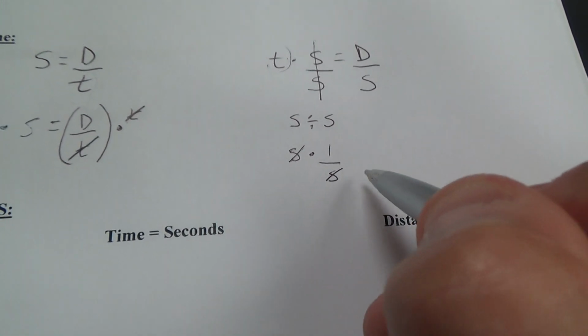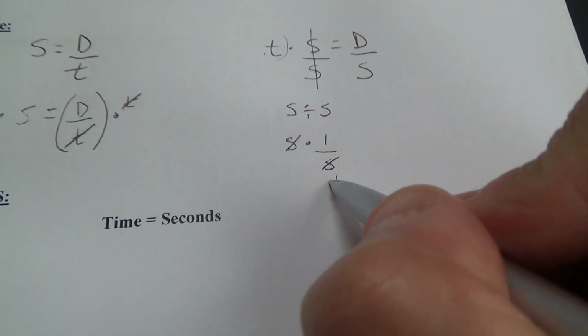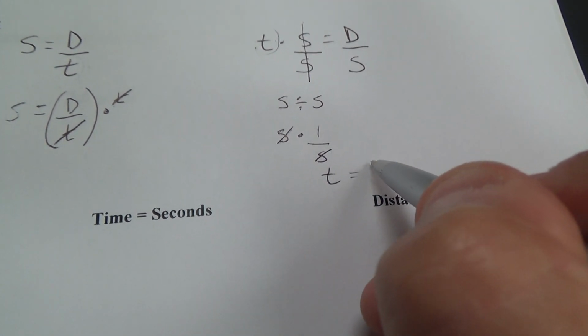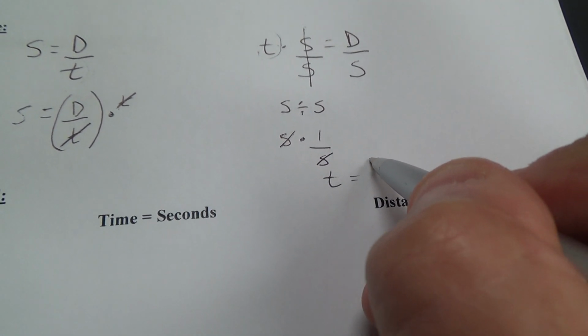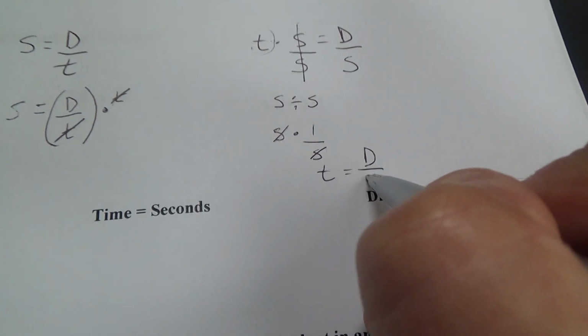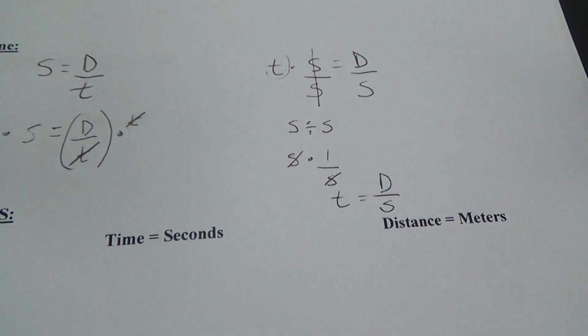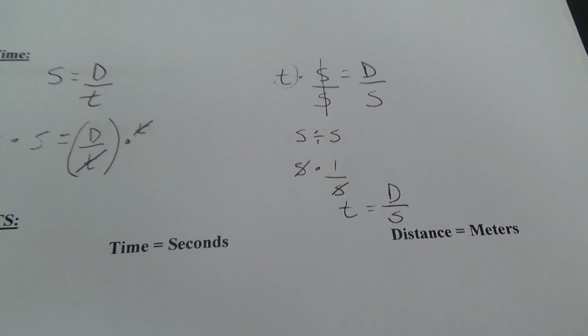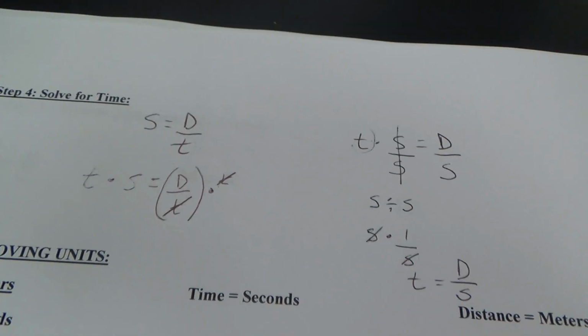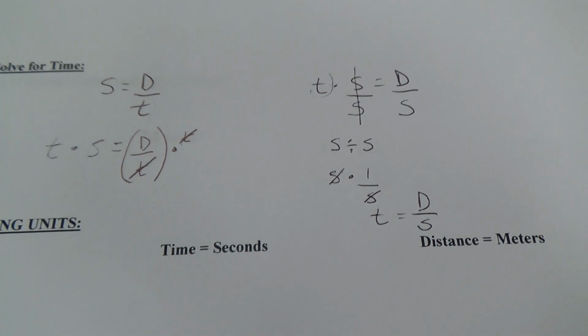So that's why you have t equals d over s. See how that works? Because whatever you do on one side, you do on the other, and you get your answer. That's all it is, guys. That's it. Very simple. Okay, so now we just solved for time.